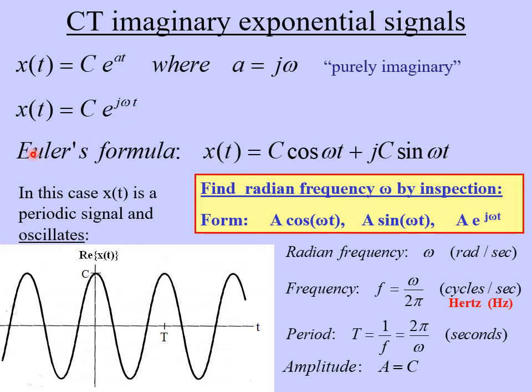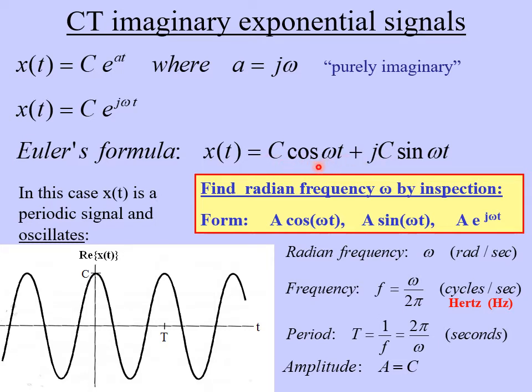And what we can do is invoke Euler's formula. Remember, Euler's formula says if we have e to the j something, that's equal to cosine something plus j sine something. So by plugging this into Euler's formula, x of t can be written as c times cosine omega t plus j times c sine of omega t. So let's look at the real part of this function. There's a real part here, and this is the imaginary part because it's got that j in front of it. But the real part of this function is just a cosine function.